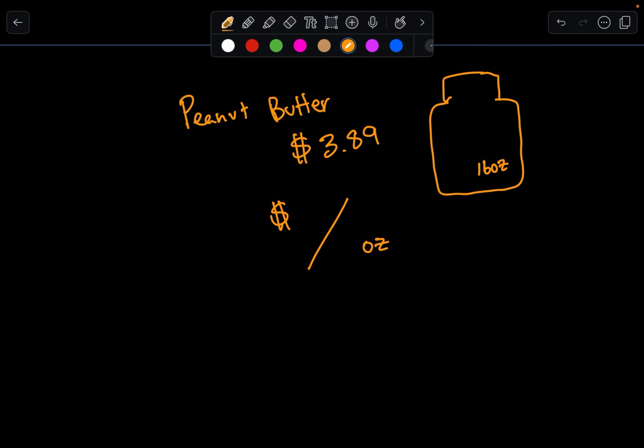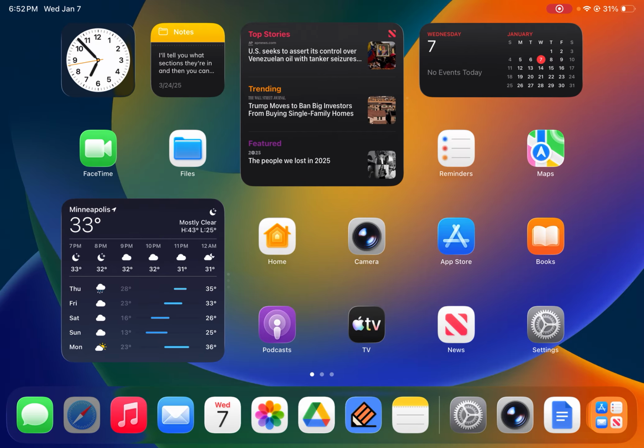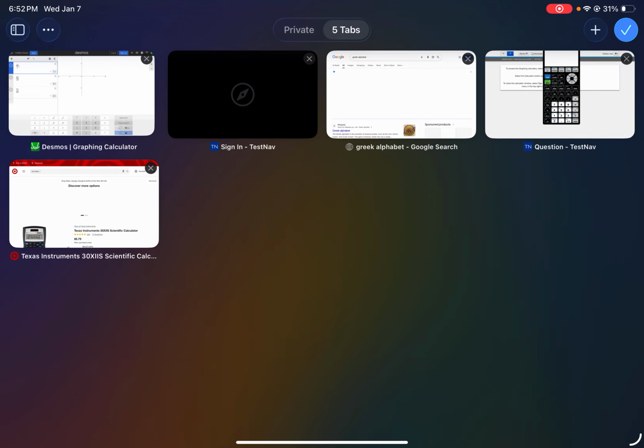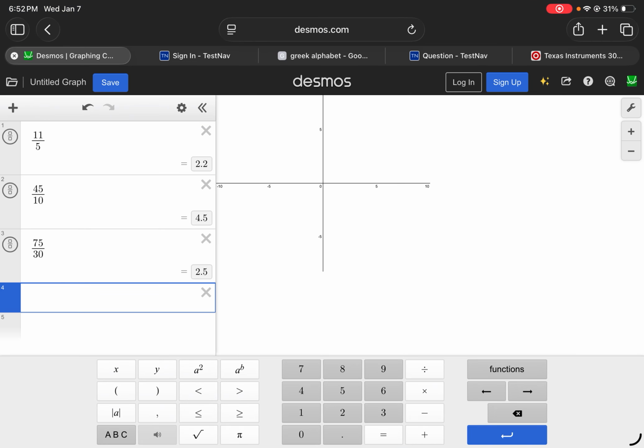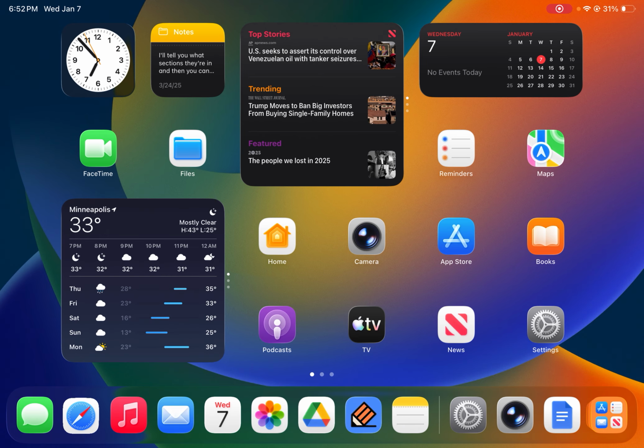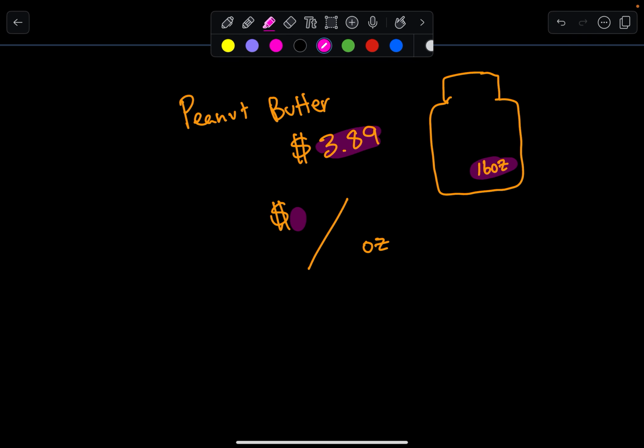So what I would do is take the money divided by the ounces. So in this case, 3.89 divided by 16. So that type of peanut butter would be 24 cents per ounce. 0.24 per 1 ounce.